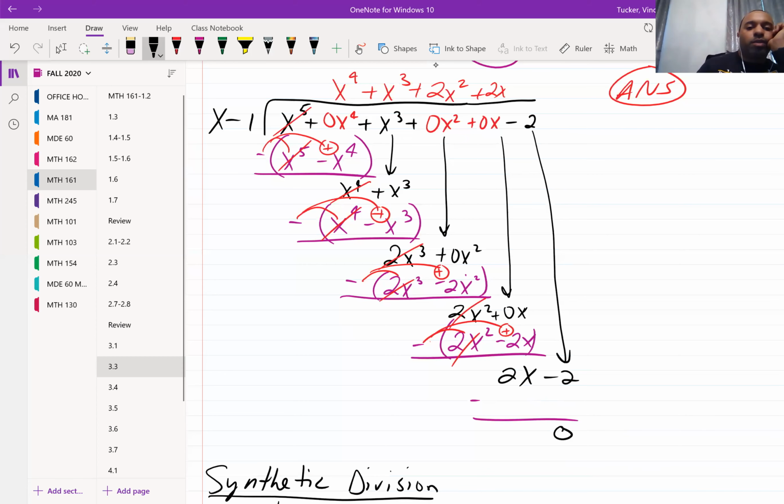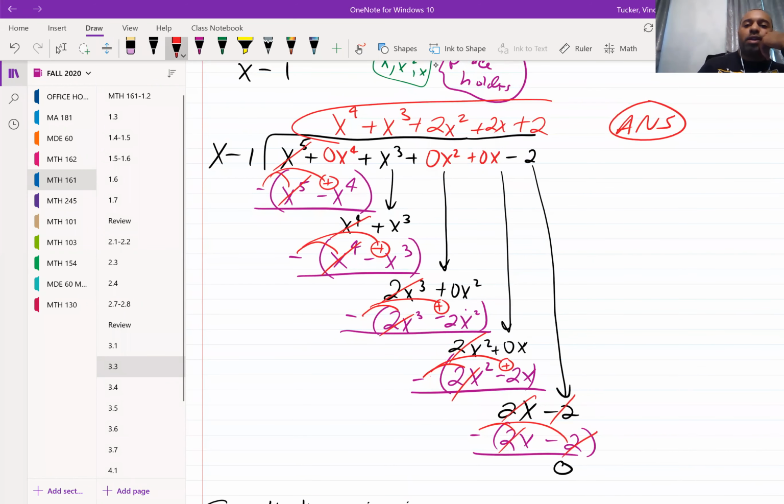Then once again, comparing the first terms in each, what times x will give me 2x? And that will be plus 2. 2 times x is 2x. 2 times negative 1 is negative 2. And distribute that negative. Each one of these will cancel, leaving you with a remainder of 0. So this would be our answer.